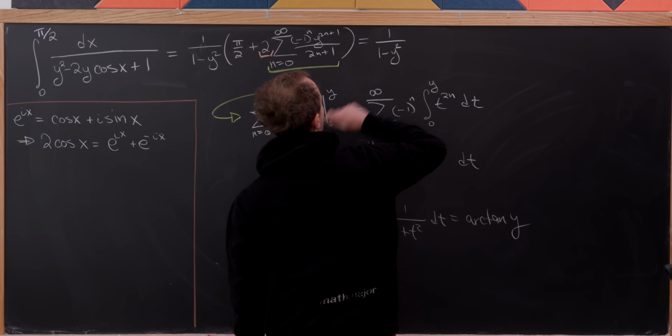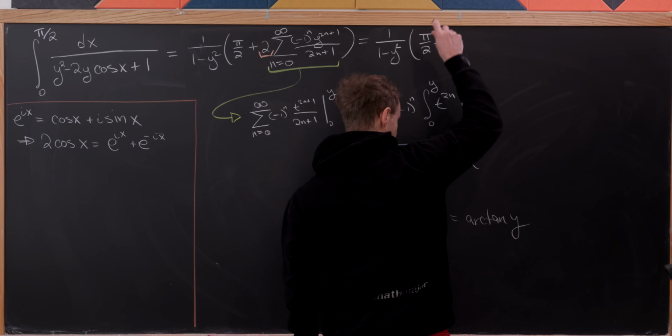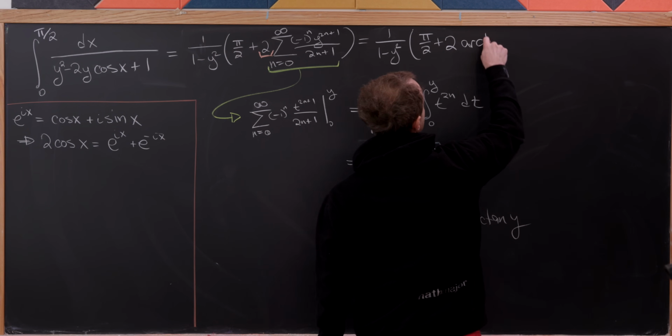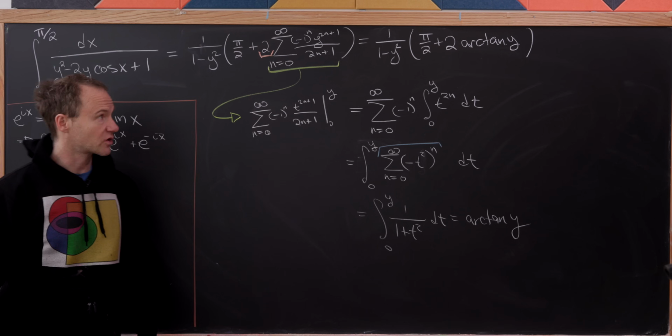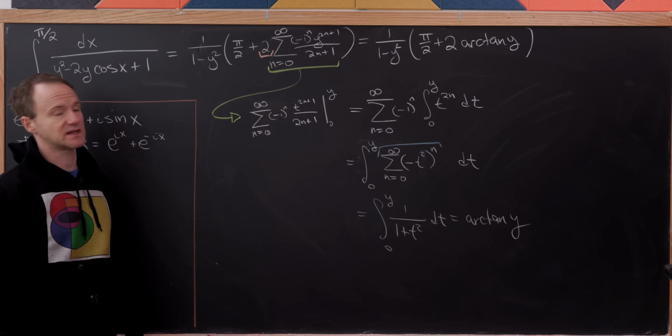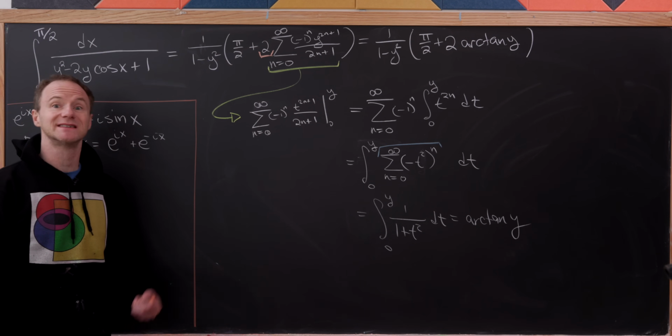And we have 1 over 1 minus y squared times pi halves plus 2 times the arctan of y. And that's the end of our first pass through this integral. Okay, so now let's move on to the second take.